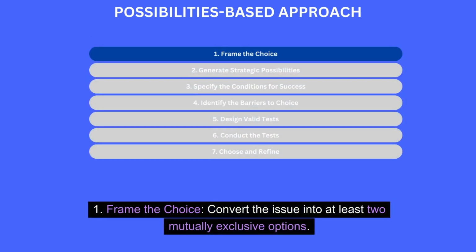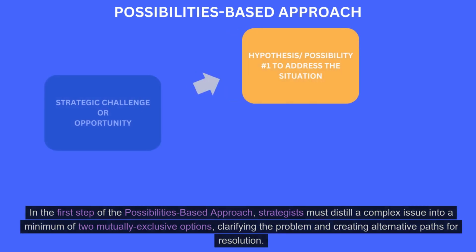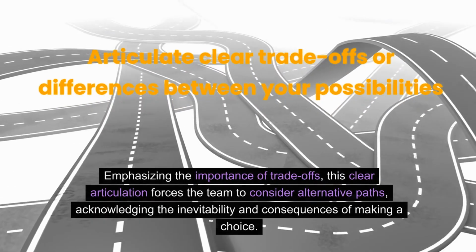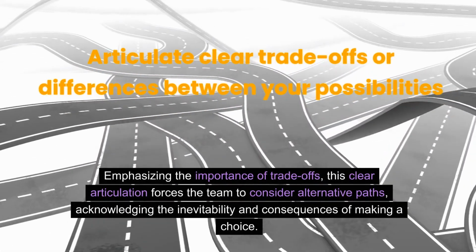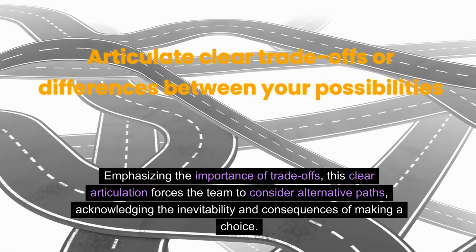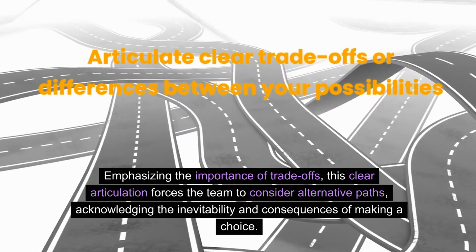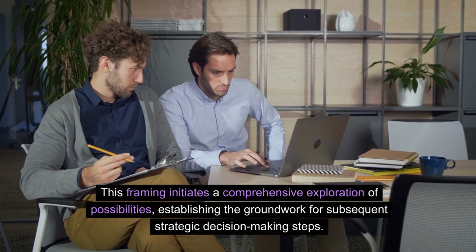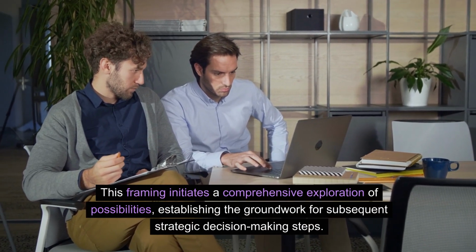1. Frame the choice. Convert the issue into at least 2 mutually exclusive options. In the first step of the possibilities-based approach, strategists must distill a complex issue into a minimum of 2 mutually exclusive options, clarifying the problem and creating alternative paths for resolution. Emphasizing the importance of trade-offs, this clear articulation forces the team to consider alternative paths, acknowledging the inevitability and consequences of making a choice. This framing initiates a comprehensive exploration of possibilities, establishing the groundwork for subsequent strategic decision-making steps.